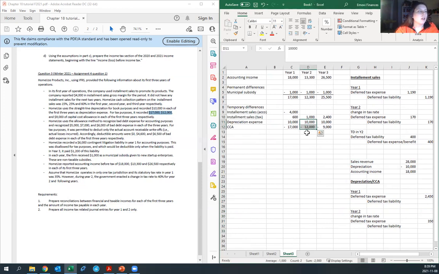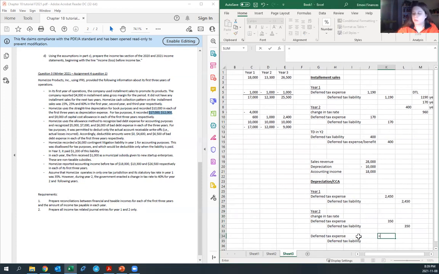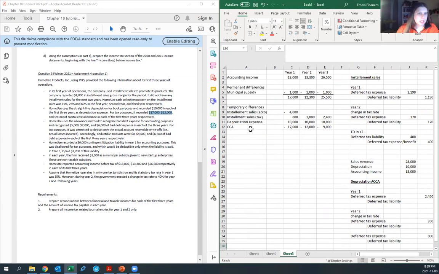So here again, the temporary difference between the depreciation expense and the CCA creates a reduction in taxable income of $2,000. So again, you're going to increase your deferred tax liability by $2,000 times your tax rate for year two. Deferred tax expense and deferred tax liability. So it's going to be 2,000 times 40%. All right, that's it for depreciation.